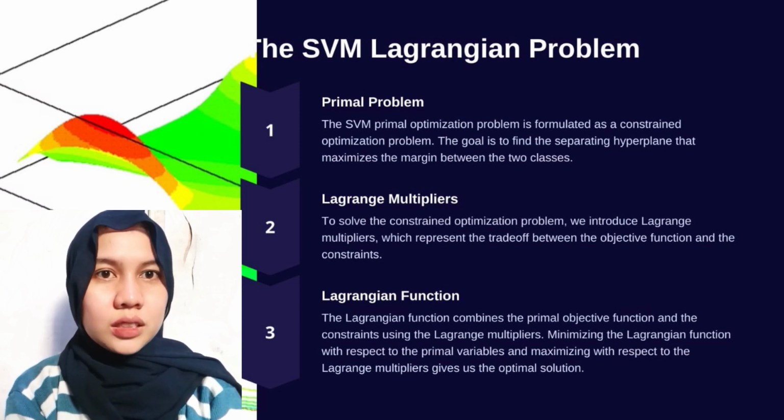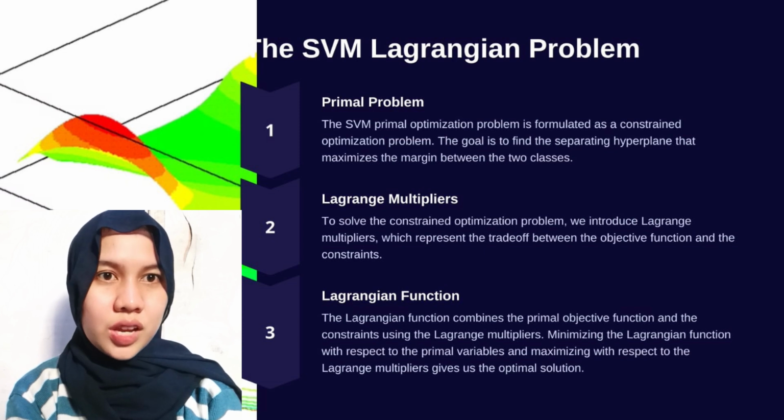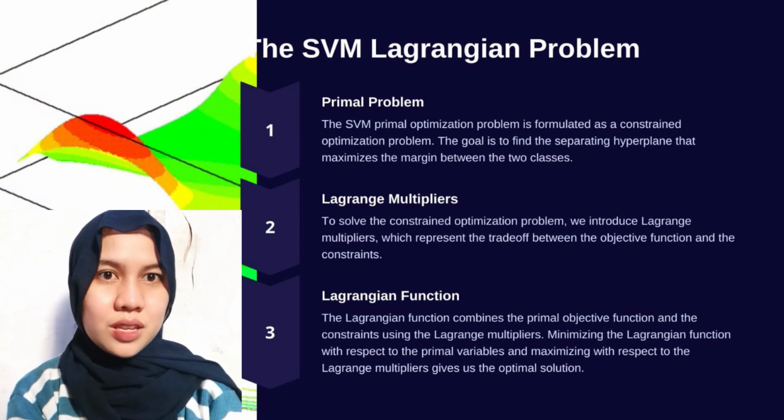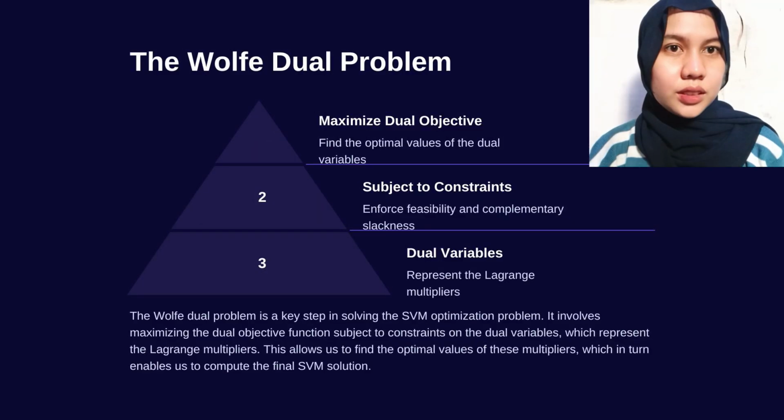3. Lagrangian function. The Lagrangian function combines the primal objective function and the constraints using the Lagrange multipliers. Minimizing the Lagrangian function with respect to the primal variables and maximizing with respect to the Lagrange multipliers gives us the optimal solution.